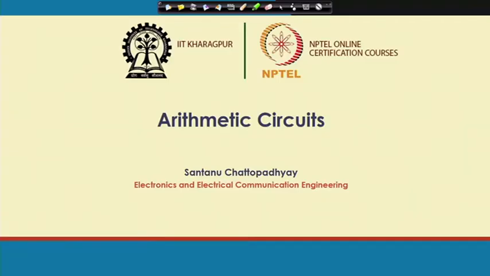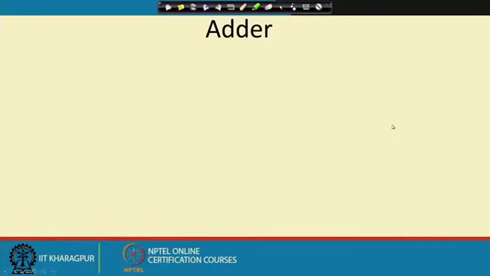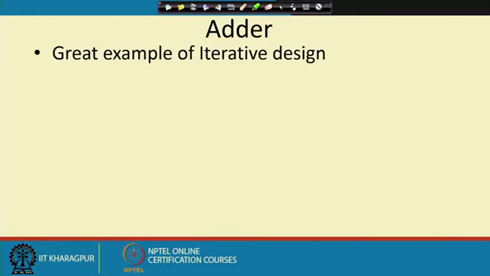So, next we will be looking into arithmetic circuits. There are many digital circuits that perform arithmetic operations like addition, subtraction, multiplication, division, etcetera, and they by themselves form one special class of circuits. So, the first example of this arithmetic circuit that we will consider is that of an adder.